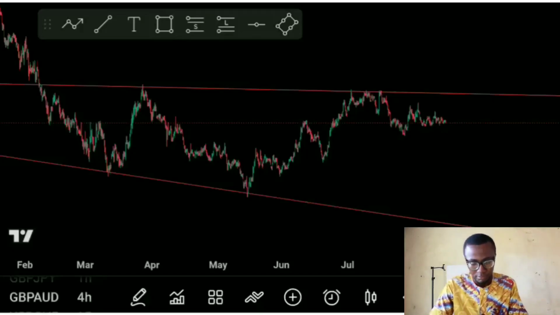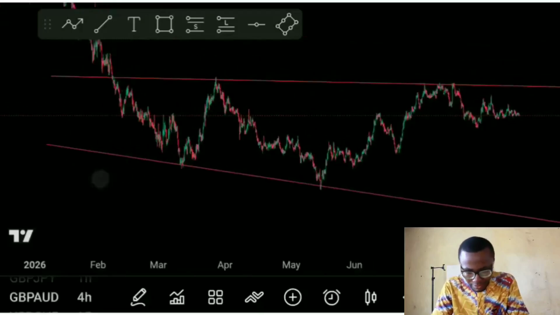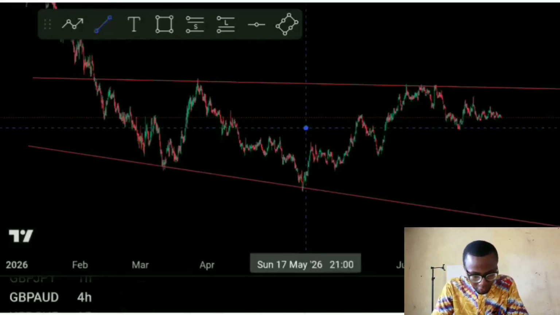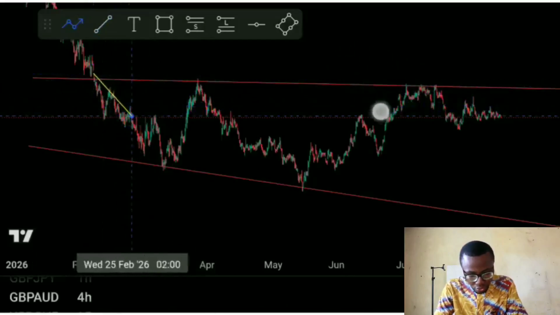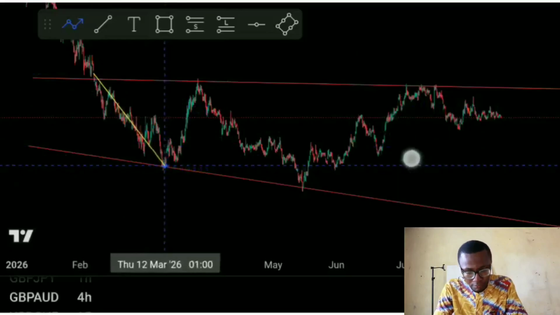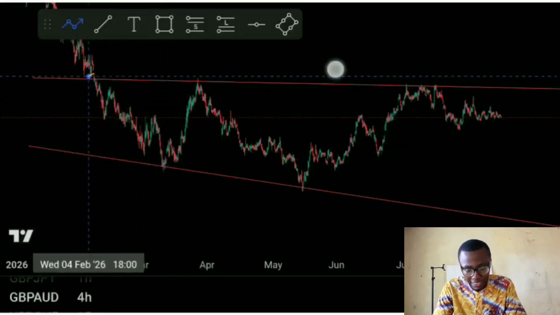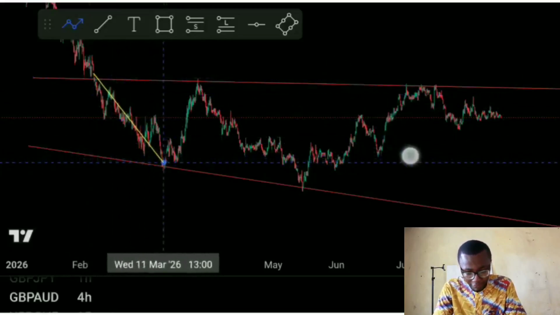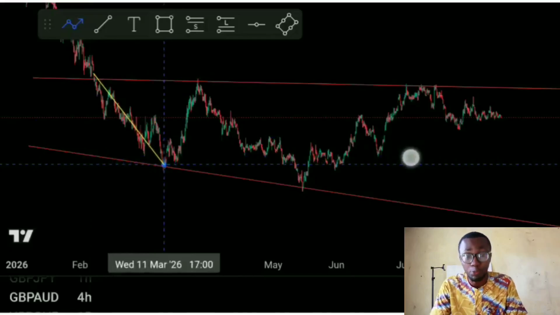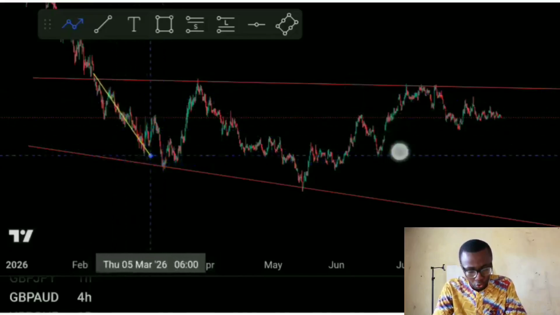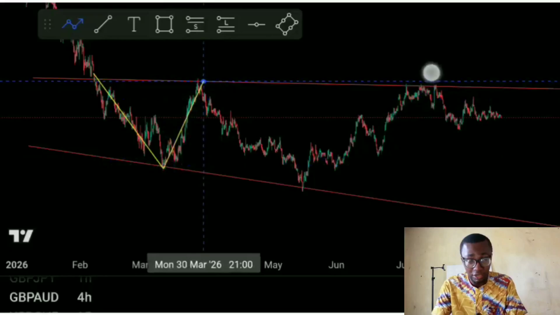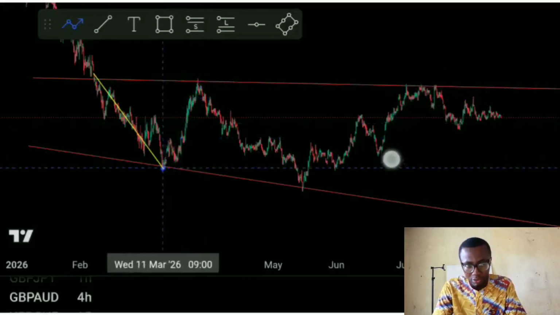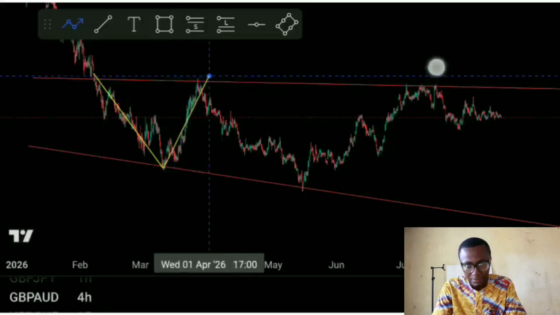All right. Now, let me show you something. For you to move from this high to this low in this 4-hour time frame, it's just a pullback from the high to the low. And for you to move from this low to this high in the 4-hour time frame, it's just a bounce from the low to the high, right?